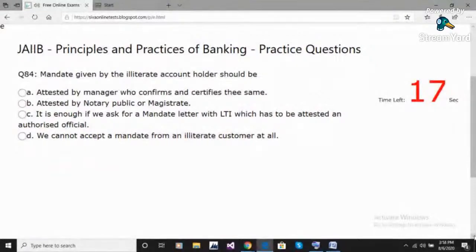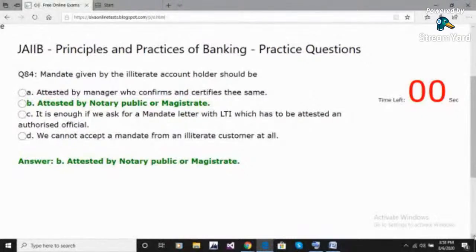Mandate given by the illiterate account holder should be Option A attested by manager who confirms and certifies the same, Option B attested by notary public or magistrate, Option C it is enough if we ask for a mandate letter with LTI which has to be attested and authorized official, Option D we cannot accept a mandate from an illiterate customer at all. Answer B attested by notary public or magistrate.